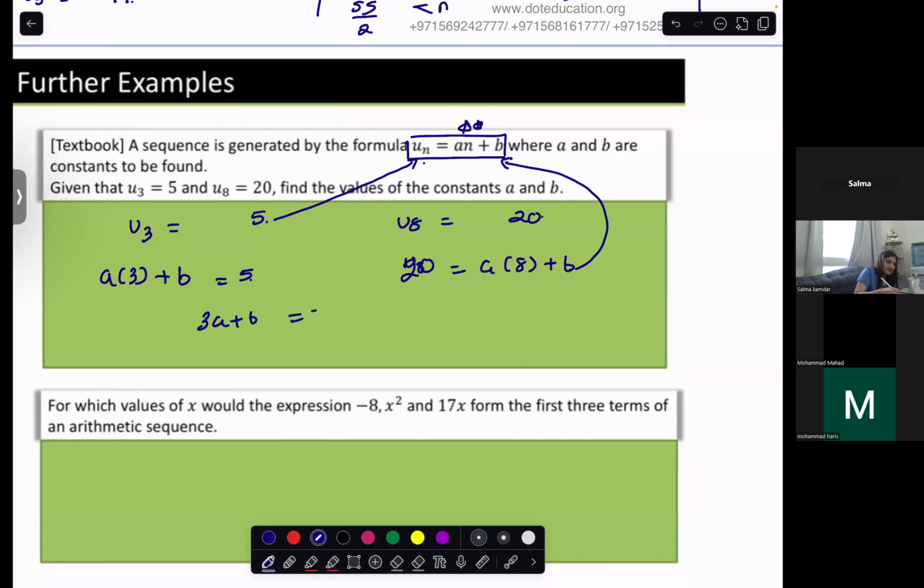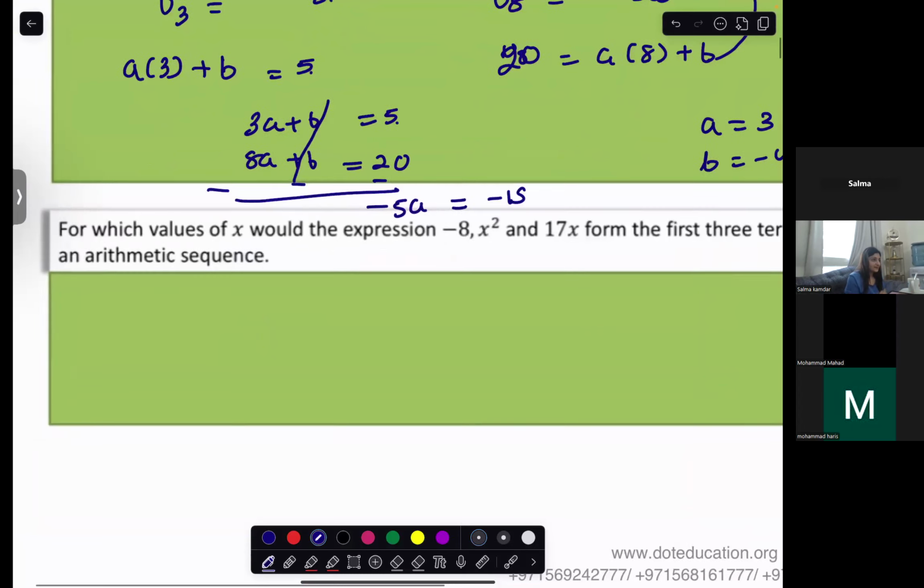I have 3A plus B is equal to 5. I have 8A plus B is equal to 20. I solve simultaneously, so I would subtract the equations. I'll get minus 5A equal to minus 15. And then I would get my A is equal to 3. If I plug in the equation, I would get my B is equal to minus 4. Fine, very well. Next one.